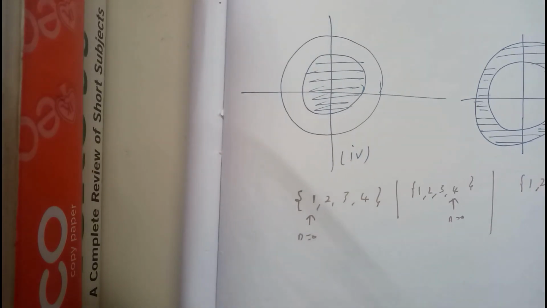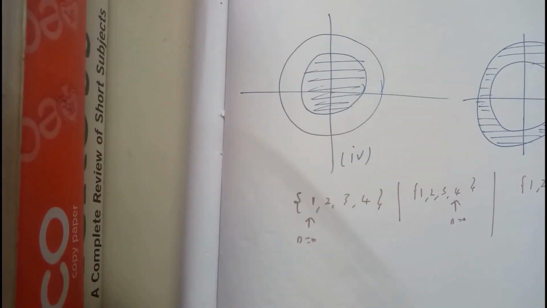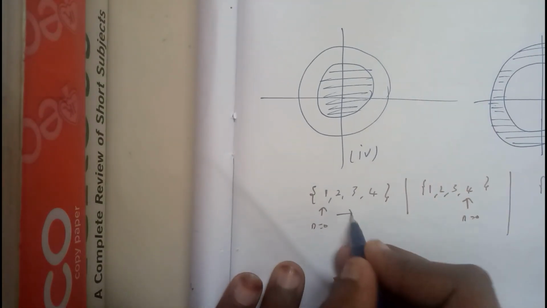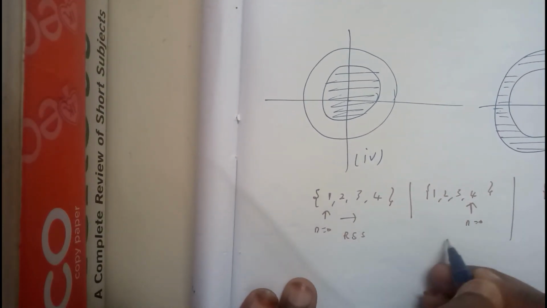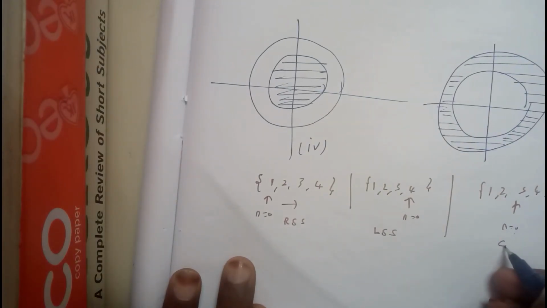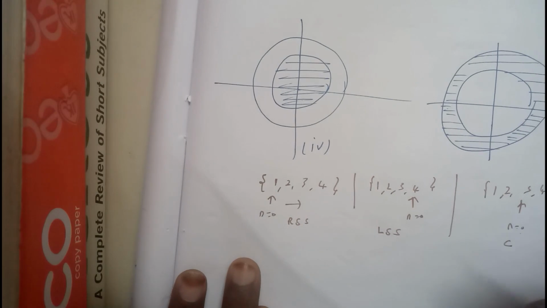Guys, I'm a bit confused. Just give me a second, I'll be re-verifying and I'll be telling you. Okay, we are having the values on the right side, so this is called a right sided signal. This is called a left sided signal. This is called a center sided or double sided or two sided signal.